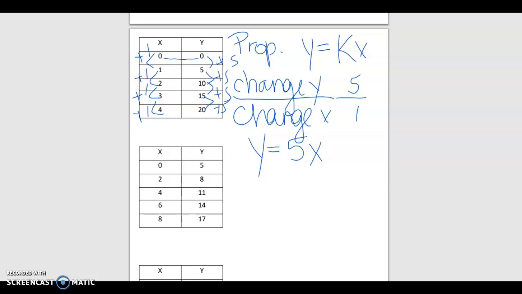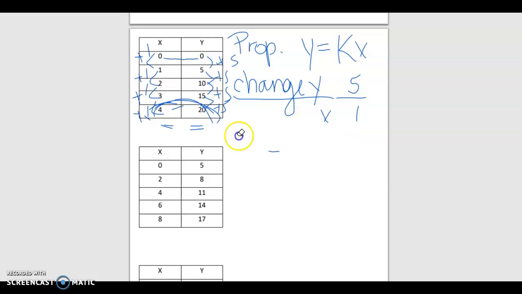And I can plug it in and check it. So I'm going to pick an x value. I'm going to just choose the last one. You don't want to choose the 0 one. So my x is 4. When I plug it in, 5 times 4 is 20. So my y is 20. So it worked out. All right, let's look at another example.